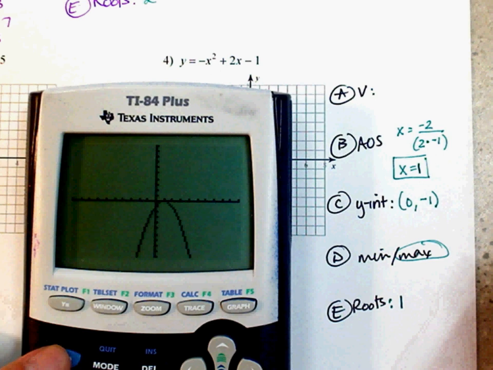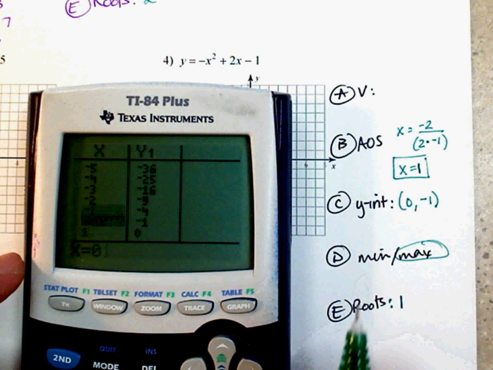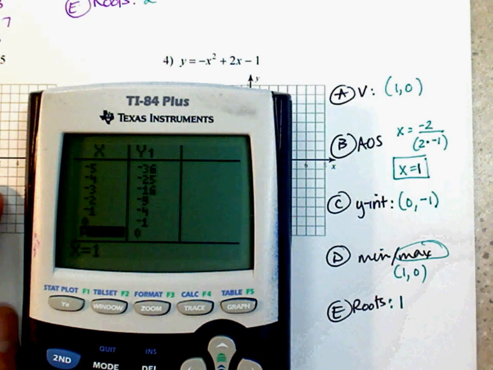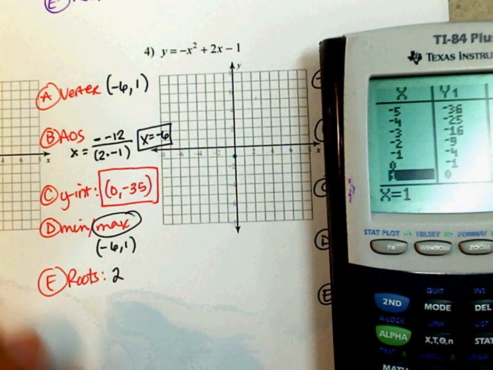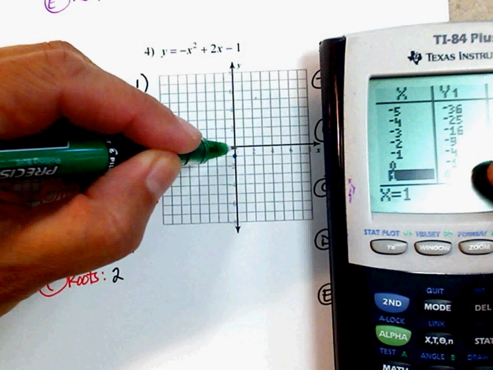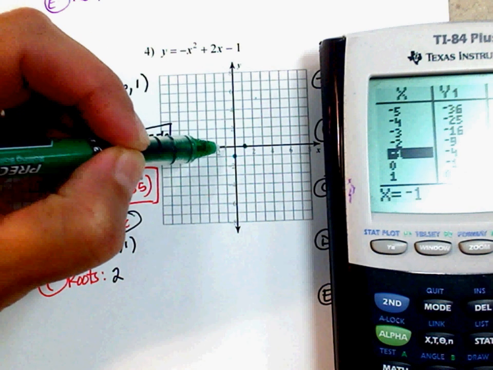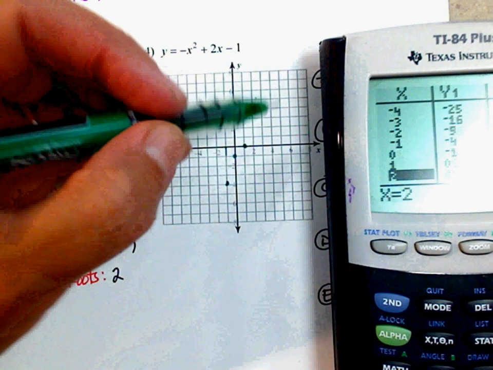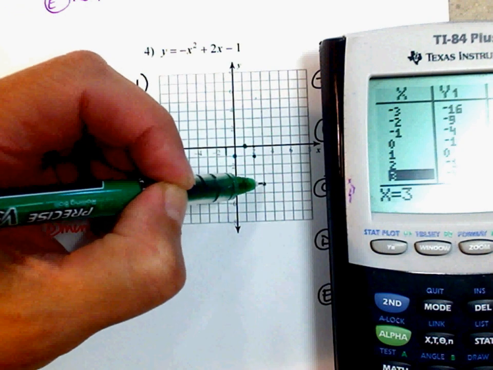Let's go to your table and look for where x is 1. Right there. So your vertex is 1, 0, which is also your maximum. Okay? So we got that. All right. Let's go ahead and graph. So our first point is 1, 0. So we're going to go 1, 0, 2 up, -1, -4, 0, -1, 2, -1, 3, and there's your shape of a parabola.